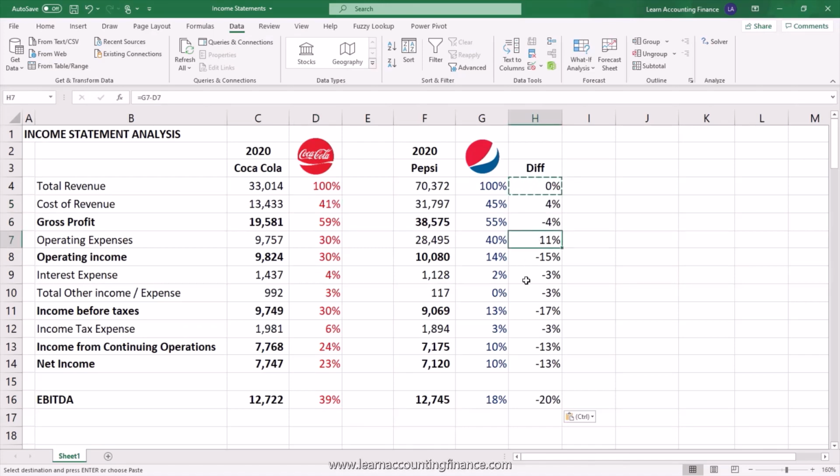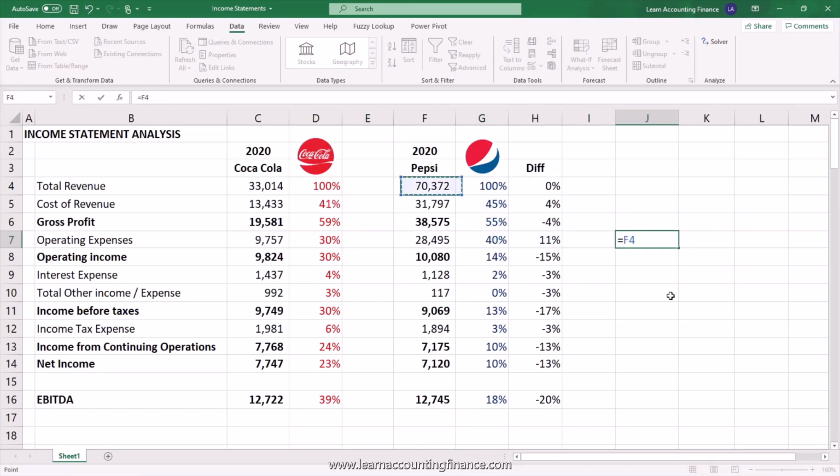Similarly, the operating expenses, and I think these are the largest contributor to this difference, there is a difference of 11%. So while Coca-Cola's operating expenses are 30% of their total revenue, Pepsi's operating expenses are 40% of their total revenue. Now, if you want to do a quick calculation to see what should Pepsi's operating expenses have been if they were operating at the same level as Coca-Cola, you can do that quick calculation right here. So you will take your total revenue for Pepsi because that's our base, but you will multiply it with the percentage for Coca-Cola, which is 30%, not the 40%, but 30%.